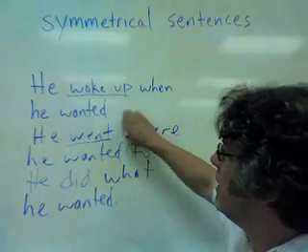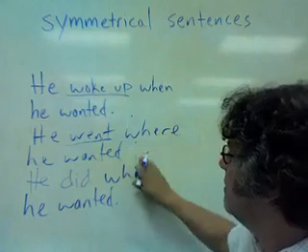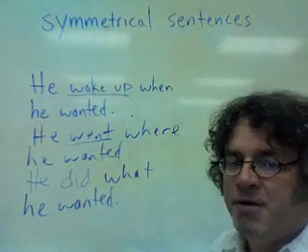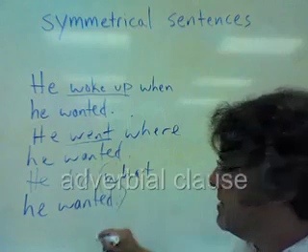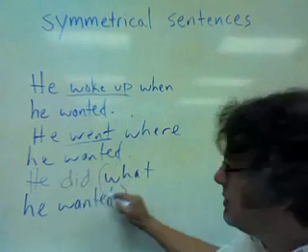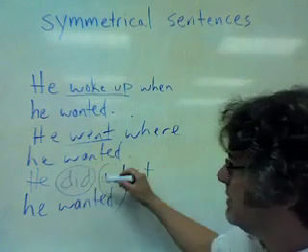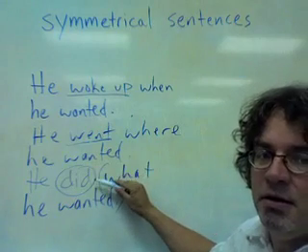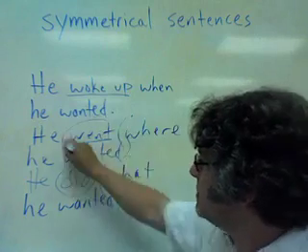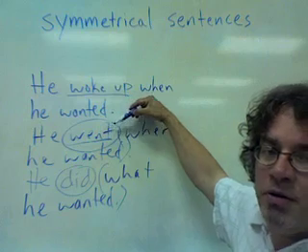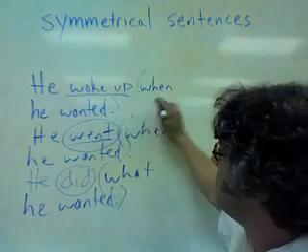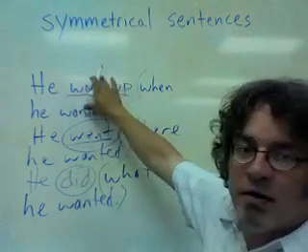He woke up when he wanted, he went where he wanted. You can also describe this part of the sentence as the adverbial clause. He did what he wanted. This describes the verb did. He went where he wanted. This describes the verb go, in the past tense went. And he woke up when he wanted. This is the adverbial clause describing the verb.